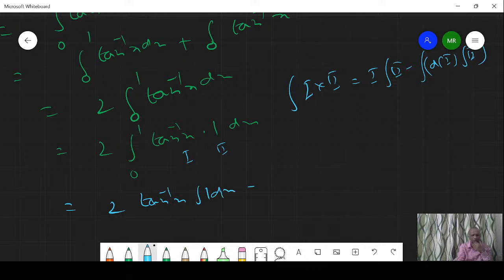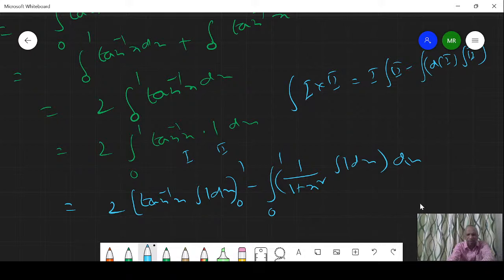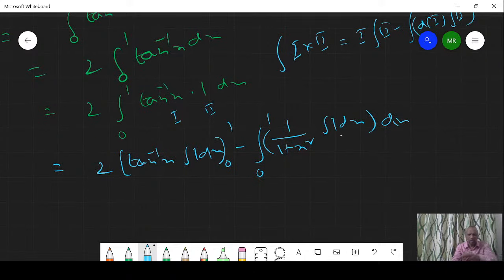Minus the derivative of the first function tan inverse x, which is 1 by 1 plus x square, into integral of 1 dx, whole dx. I can write the limits 0 to 1 for this one, and the limits 0 to 1 here as well.